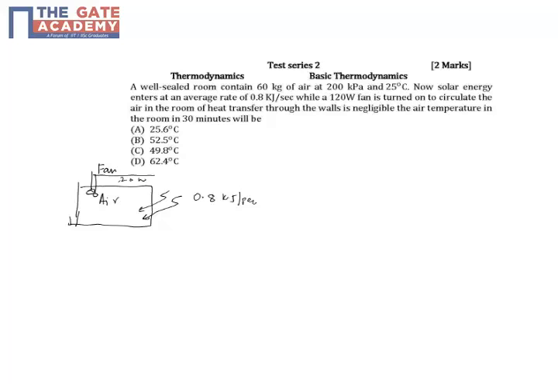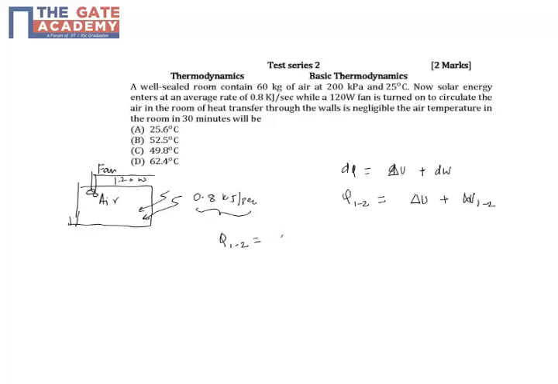Now this is an enclosed, closed system, so we apply the first law of thermodynamics, where the net heat transfer in the process 1 to 2 is the change in internal energy plus work done in 1 to 2. There is no heat transfer through the walls, so the only heat addition is through the solar energy.